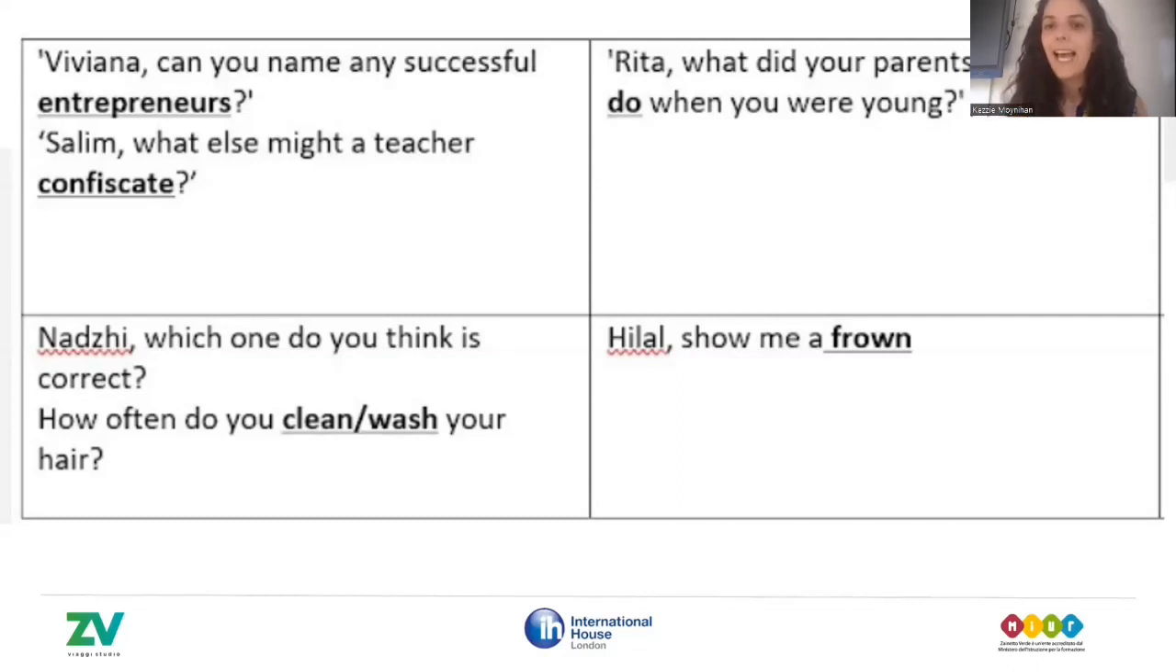And finally, Hilal, show me a frown. You're asking students to visualize it, give you a visualization of it. A frown. Opposite of a frown, a smile. You could add another question to that.